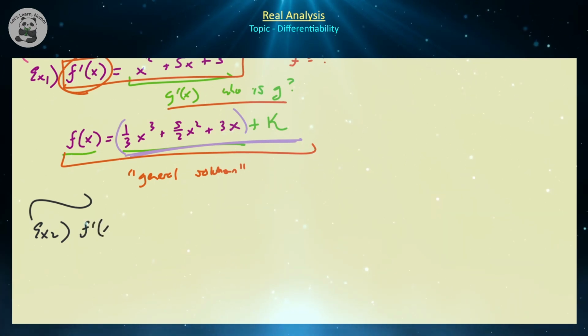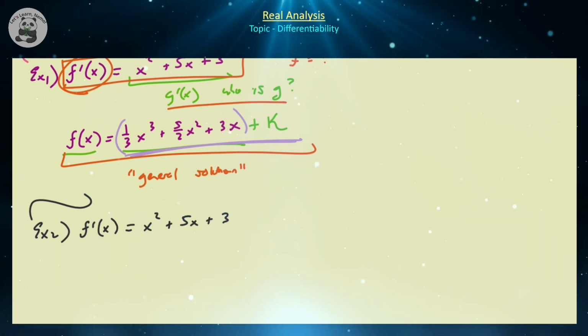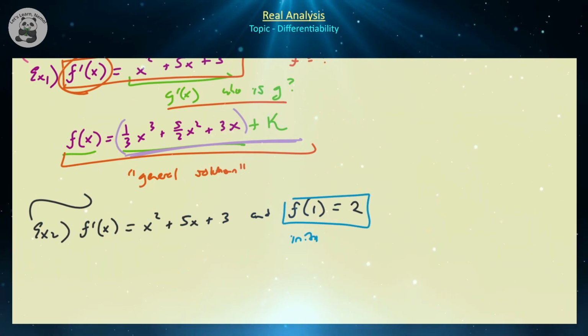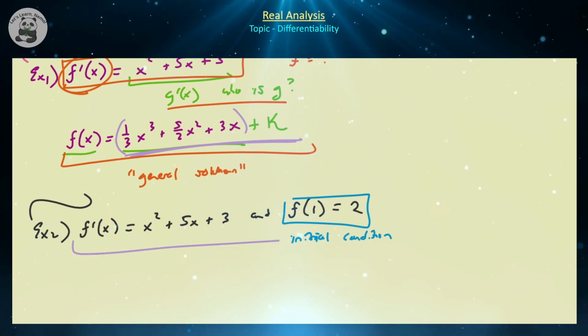So let's assume that we have f prime of x is equal to x squared plus 5x plus 3, and let's assume that we require that f of 1 be equal to 2. Sometimes people refer to this as an initial condition, and some people refer to the coupling of these as an initial value problem. So an initial value problem, or an IVP for short.